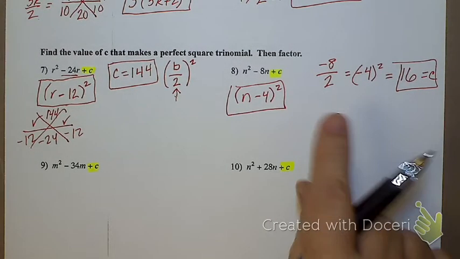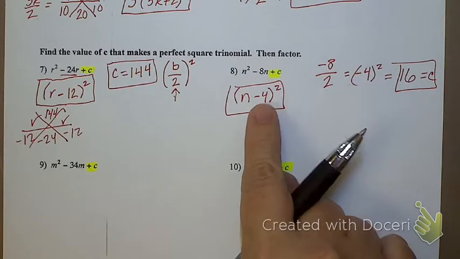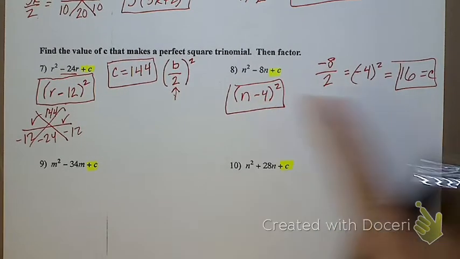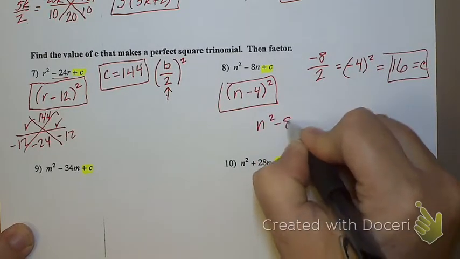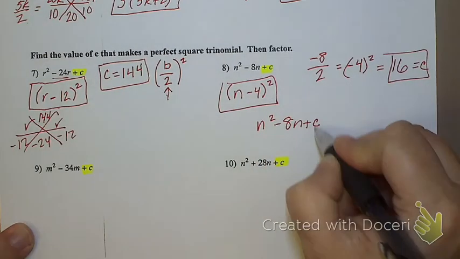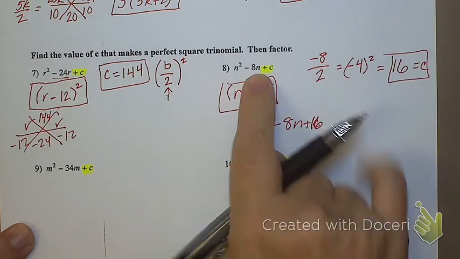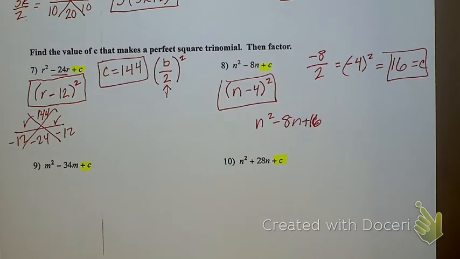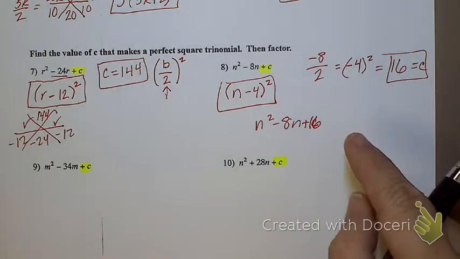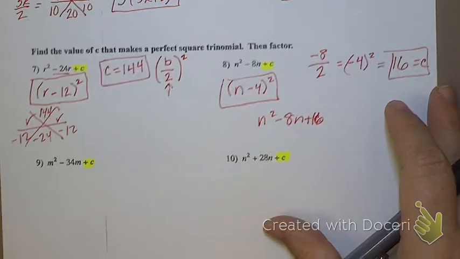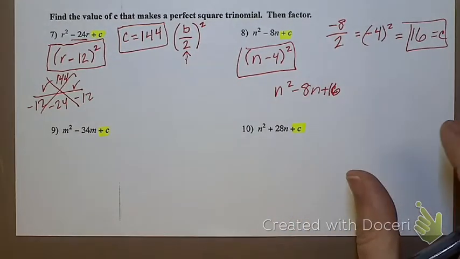Now, do I need to know that negative 4 is what it's going to factor into? No, because once I get my C value, I can take n squared minus 8n plus C, plus 16, just by plugging in the C value I got. And I can snowflake that to get my n minus 4 squared. But if I remember the shortcut, it helps a little bit. Okay? So let's look at number 9.